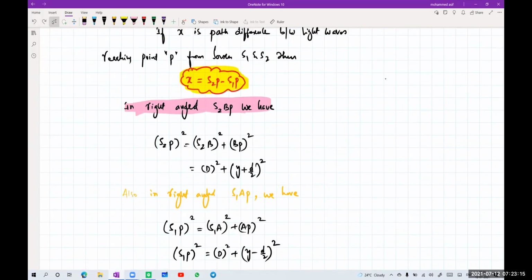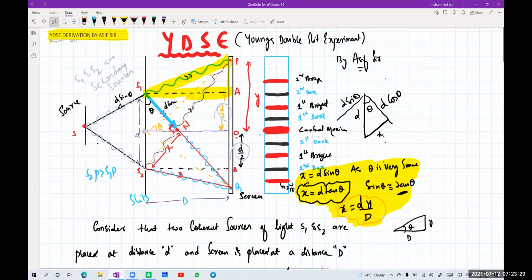In the right angle triangle S2BP, we can write S2P whole square is equal to S2B whole square plus BP whole square. S2B is the distance between the screen and the slit, that is capital D whole square. BP is Y plus d by 2 whole square. Also in the right angle triangle S1AP, this one, children, S1, this one, A and P. This distance will be equal to how much? From here to here it is Y, this is d by 2. So this will become Y minus d by 2. This distance is capital D.